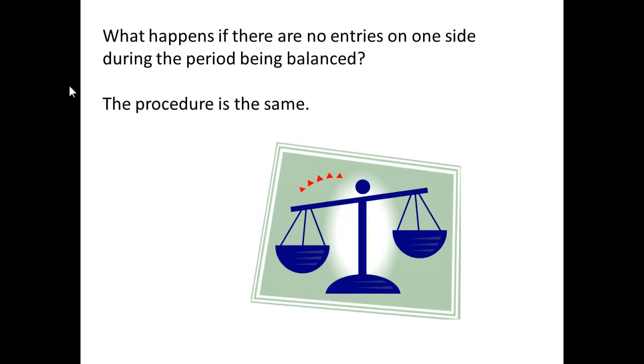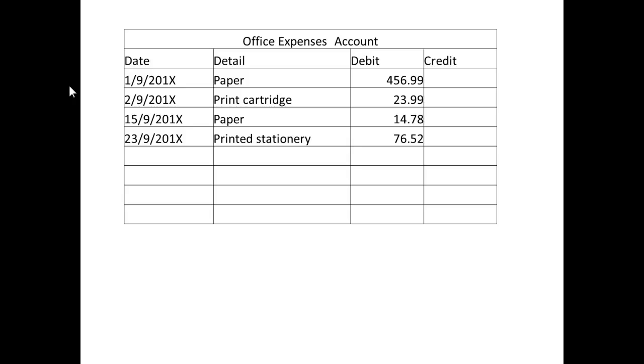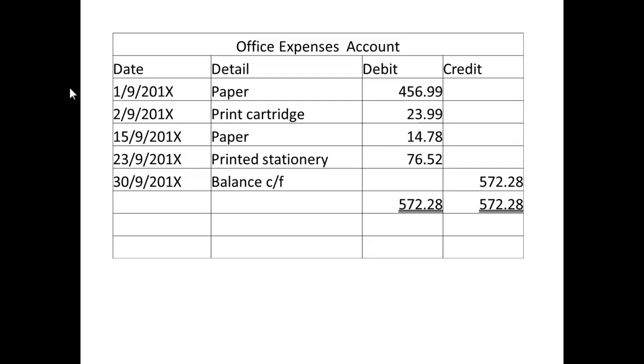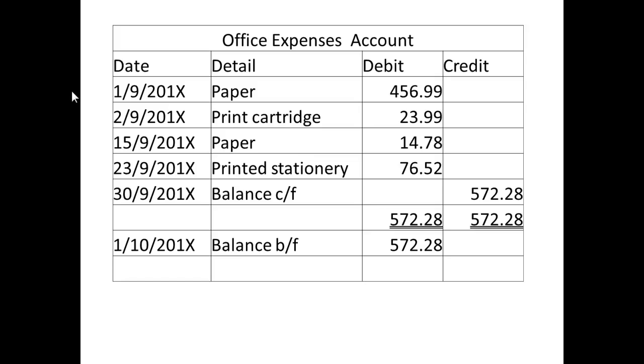What happens if you've got no entries on one side during the period being balanced? Well, it doesn't make any difference. You're still going to follow exactly the same procedures. Here we are, office expense account. Lots of debits, no credits. Add the debits up. Of course there's nothing to subtract for the credits, so on the credit side we enter the balance carried forward, £572.28. Total both sides now, and we have £572.28 on either side, so we're drawing a line underneath those to show we've ended the period.